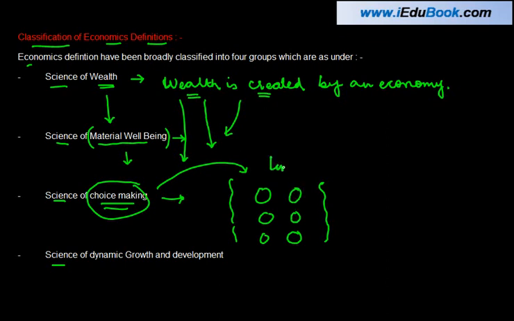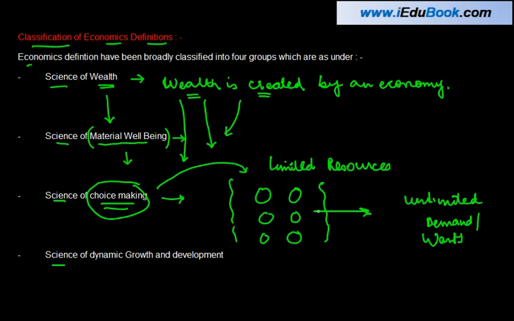So you have limited resources, you have unlimited demands or wants. How an economy or a country uses these scarce resources to satisfy these demands is basically a matter of choice which every country has to make, or let's say even an individual or a society has to make. So therefore economics is a science of choice making.